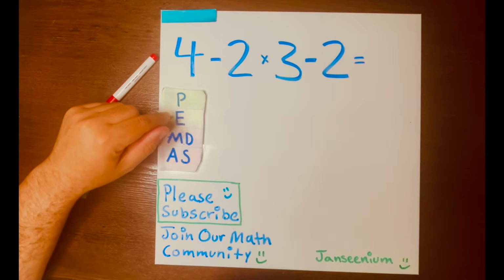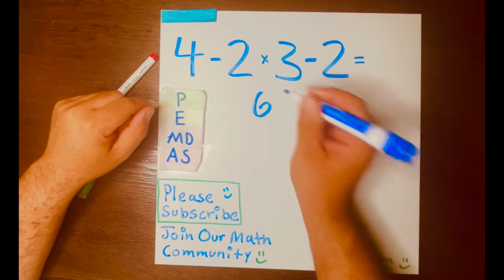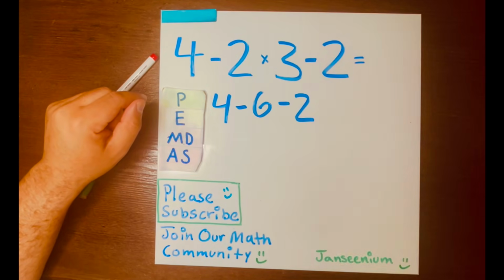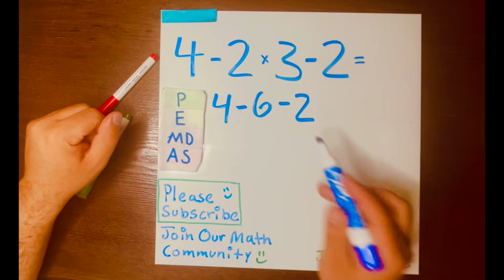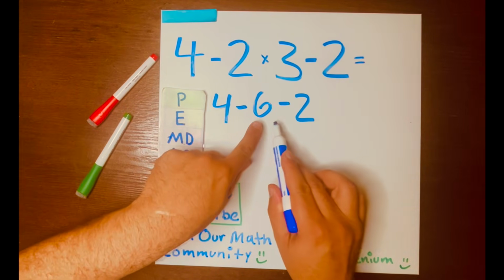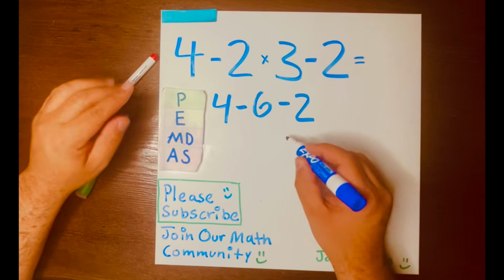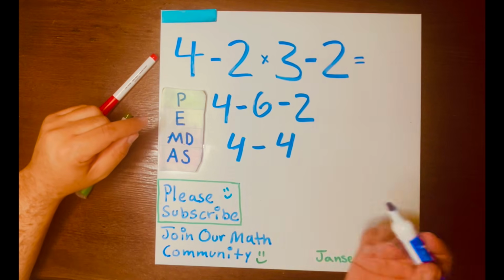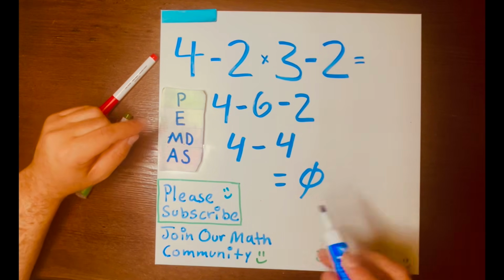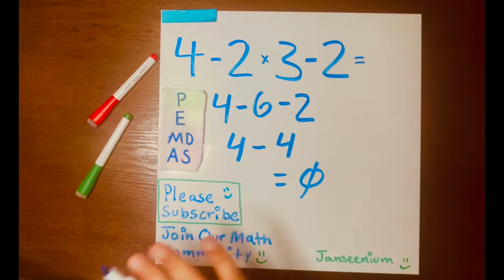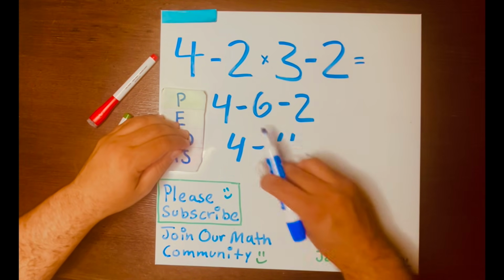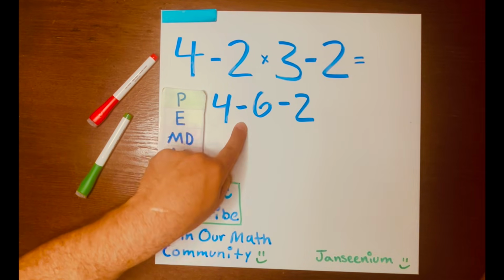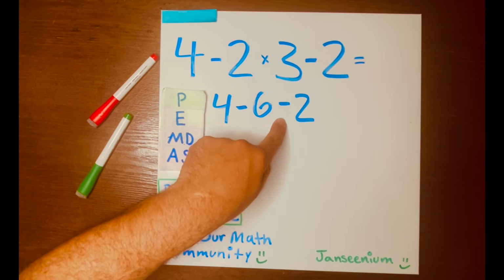2 times 3 is 6. Drop the 4 minus 2. And now we're looking at 4 minus 6 minus 2. If you start with 6 minus 2, which is 4, and you drop the 4 minus 4 is 0. And the answer is not 0. So we have to follow the rule. Look at the first operation and then work towards the right.